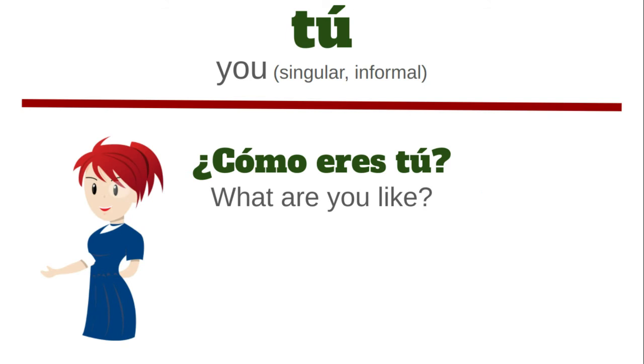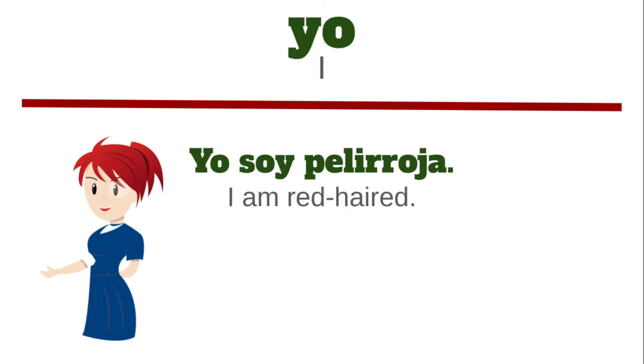So we're going to look at some examples that use these words in sentences. If I say, ¿Cómo eres tú? My pronoun is tú, which is the singular informal second person pronoun. And so the question, ¿Cómo eres tú? means what are you like? We might answer that question with a first person pronoun, yo. Yo soy pelirroja. I am red-haired. The pronoun there is yo, and that's a first person singular pronoun. Yo soy pelirroja.